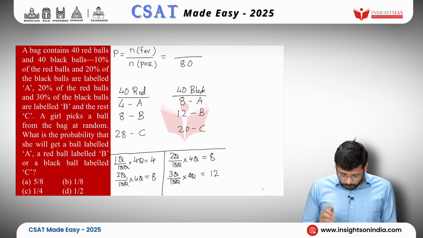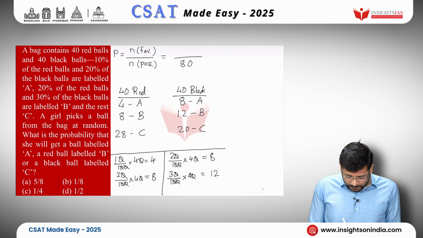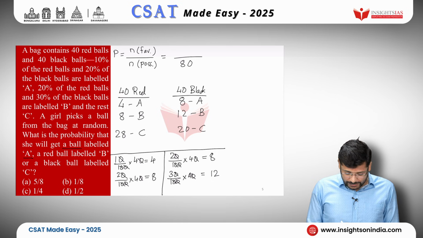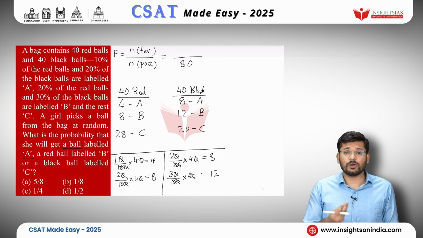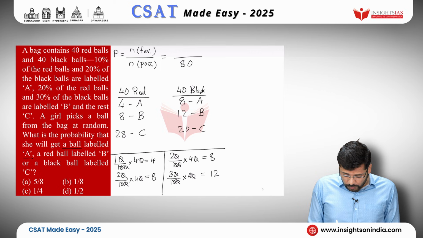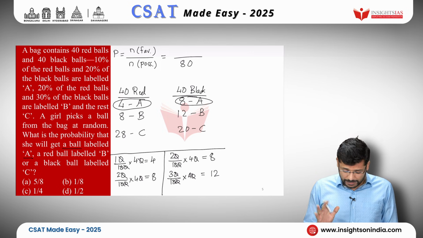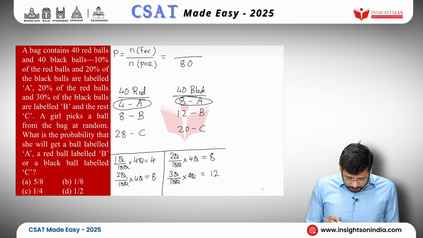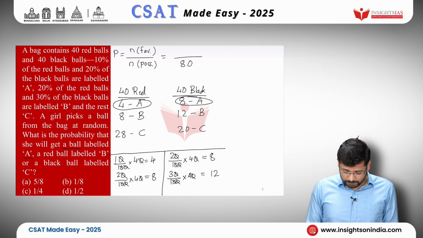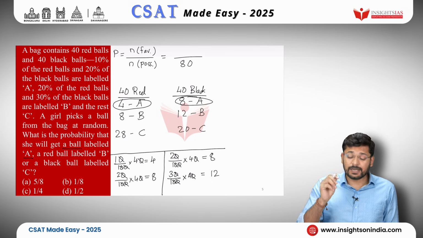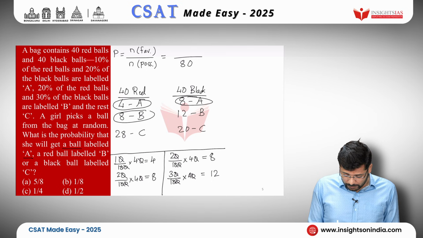Now what do we want? What is the probability that she will get a ball labeled A? Any color ball. When they say a ball, they have not mentioned either black or red. So it can be any color ball. So she can have any of the color balls which has been labeled A. Then a red ball labeled B. So now they want a red color ball which has been labeled B. That would be this one, red ball labeled B. Then a black ball labeled C. That would be this one, right?